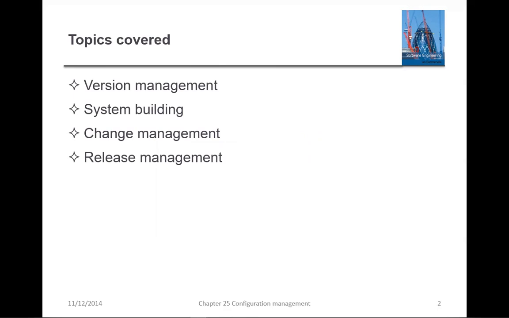When you are done with this chapter, you will know the essential functionality that should be provided by a version control system and how this is realized in centralized and distributed systems. Second, understand the challenges of system building and the benefits of continuous integration and system building. And then understand why software change management is important and the essential activities in the change management process. And last but not least, understand the basics of software release management and how it differs from version management.